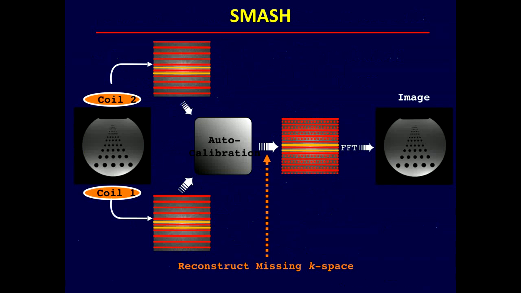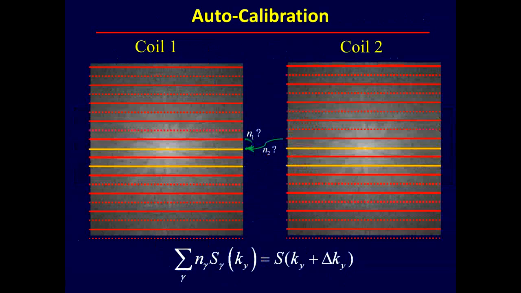Basically, you're skipping every other line, right? But in the center of k-space, where there's a lot of k-space signal energy, you acquire maybe a couple more lines, okay? And you ask yourself, if I have this line here, we have an example here. So let's say I acquire this line for both coils. I want to find N1 and N2 so that when you combine these coil sensitivities at this location, you're going to get a sinusoidal wave with the frequency corresponding to this jump. This is delta K, right?